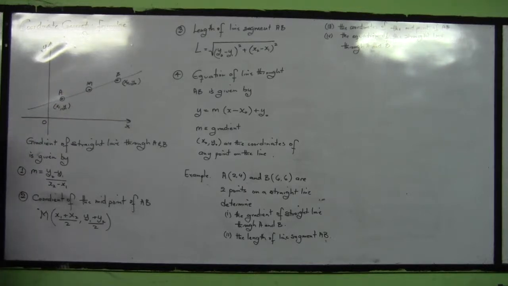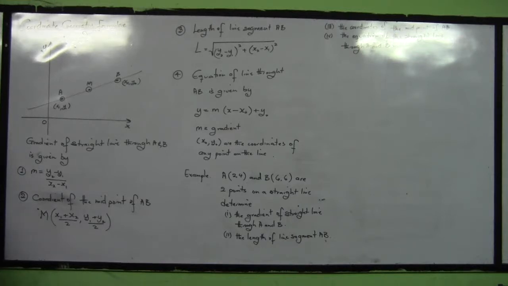So here you have a straight line passing through the points A and B. The coordinates of A are x1, y1. Remember, if you talk about something in general, you use letters. If you're being more specific, you use numbers. And the coordinates of B are x2, y2.